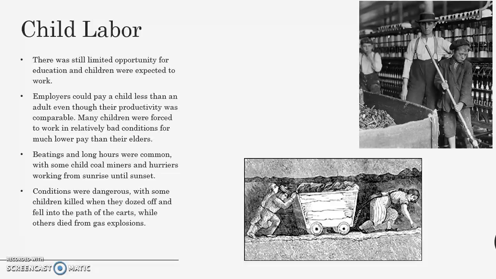Beatings and long hours were common for some child coal miners and hurriers, working from sunrise until sunset. Conditions were dangerous, with some children killed when they dozed off and fell into the path of the carts, while others died from gas explosions. Here we have some images of children working in a textile factory and in a coal mine.